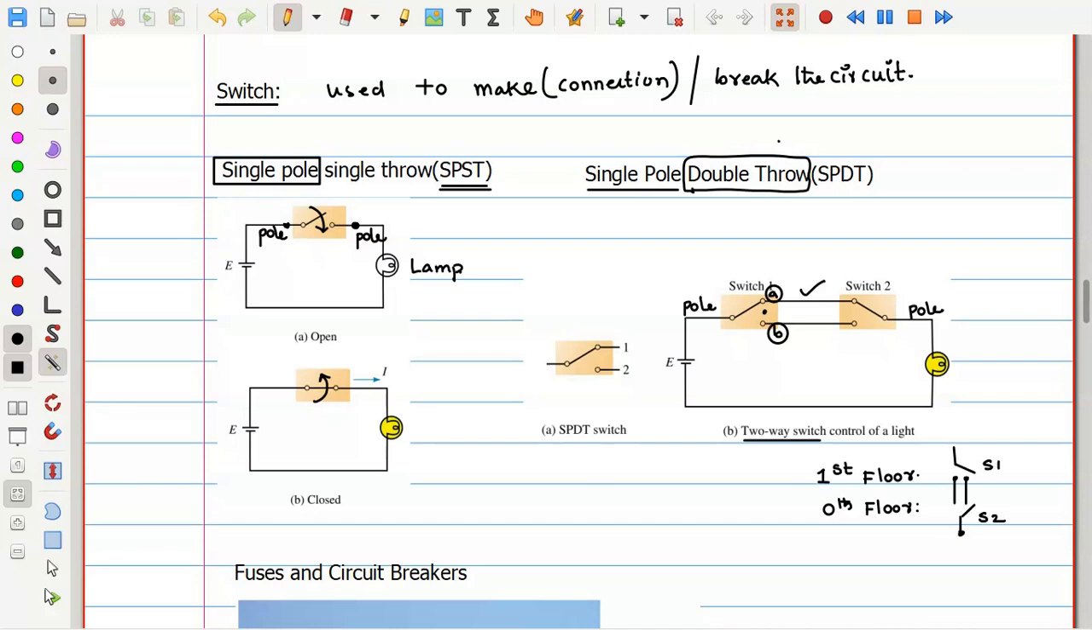When you operate S1 on the first floor, in either direction, the light goes to the on or off position. Let us say you or your friend switched on the light on the first floor by pressing switch S1. You want to switch it off on the ground floor. What you can do is use S2 to switch off. If you want the details of that staircase connection, you can search on Google, get the circuit, analyze it and use it in your house also.